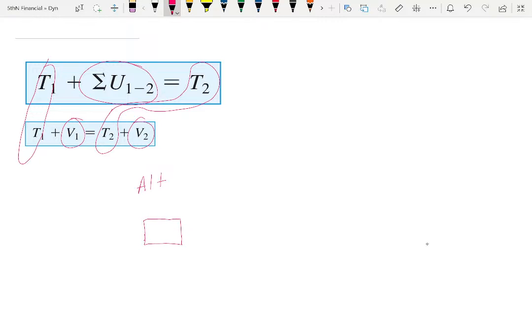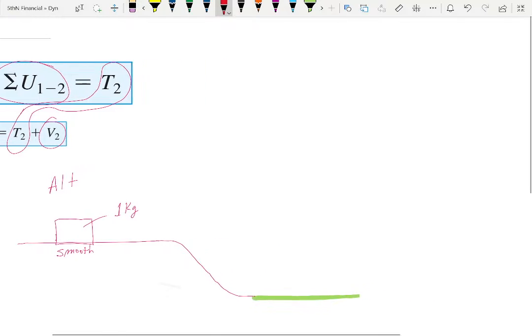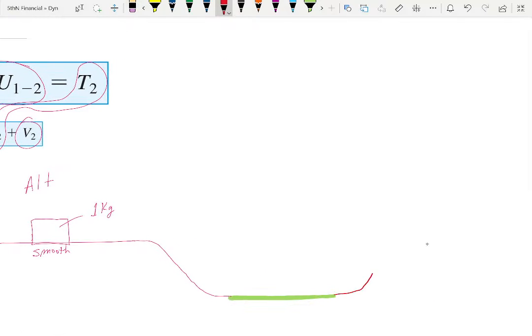I have a block. I'm just going to make a problem up, say 1 kilogram, just because I can multiply that pretty easily. Smooth surface. Then it goes downhill. And then over a period here, say right here, it's a rough surface. And then go back to a smooth surface, go back up, and then you hit a spring.